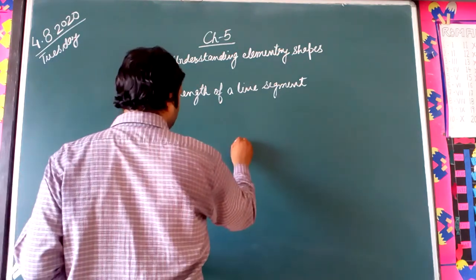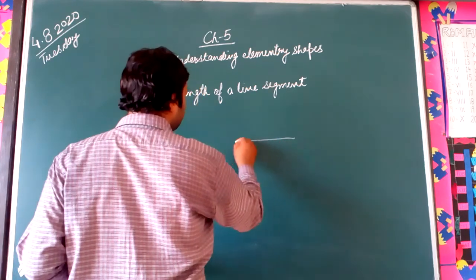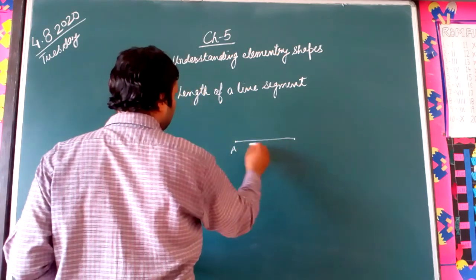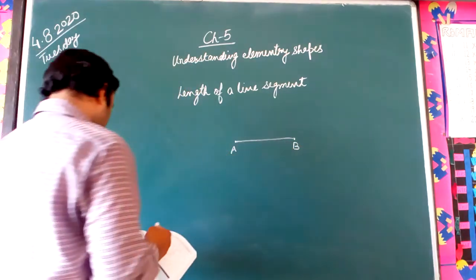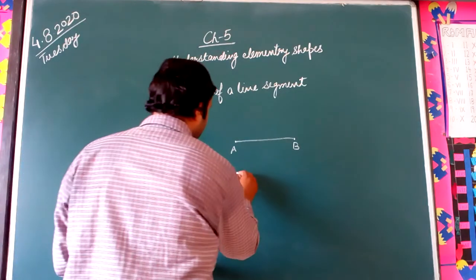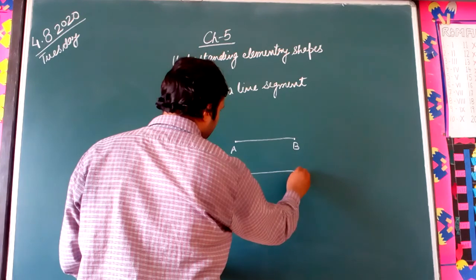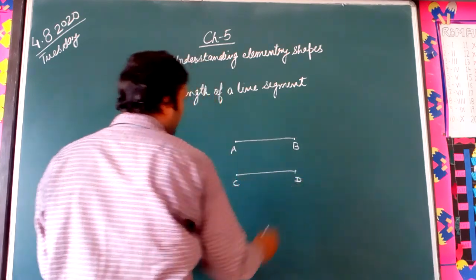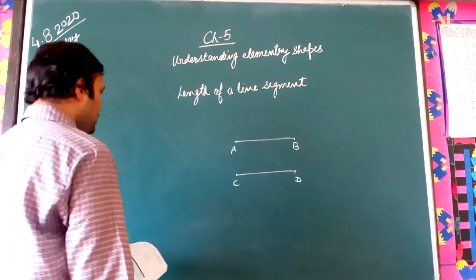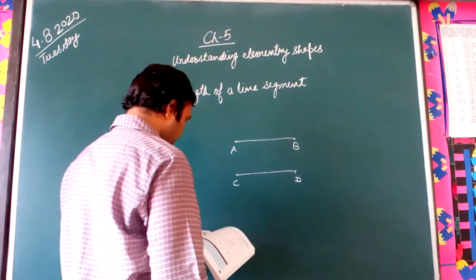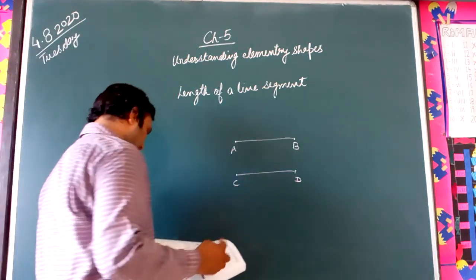Suppose two endpoints of a line are there. The distance between both these points is the length of the line segment. Suppose AB is a line, and CD is a line of the same length. If you measure both the lines, the length of both will be equal. You can say that line AB is congruent to line CD. This line is equal to this line.